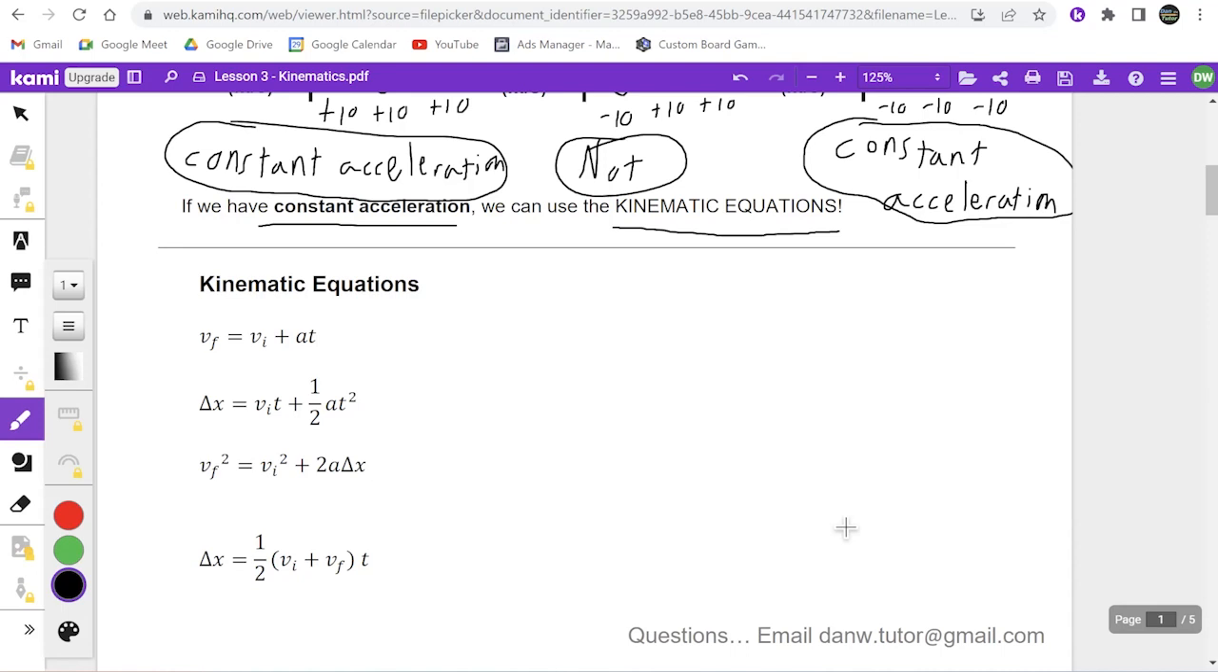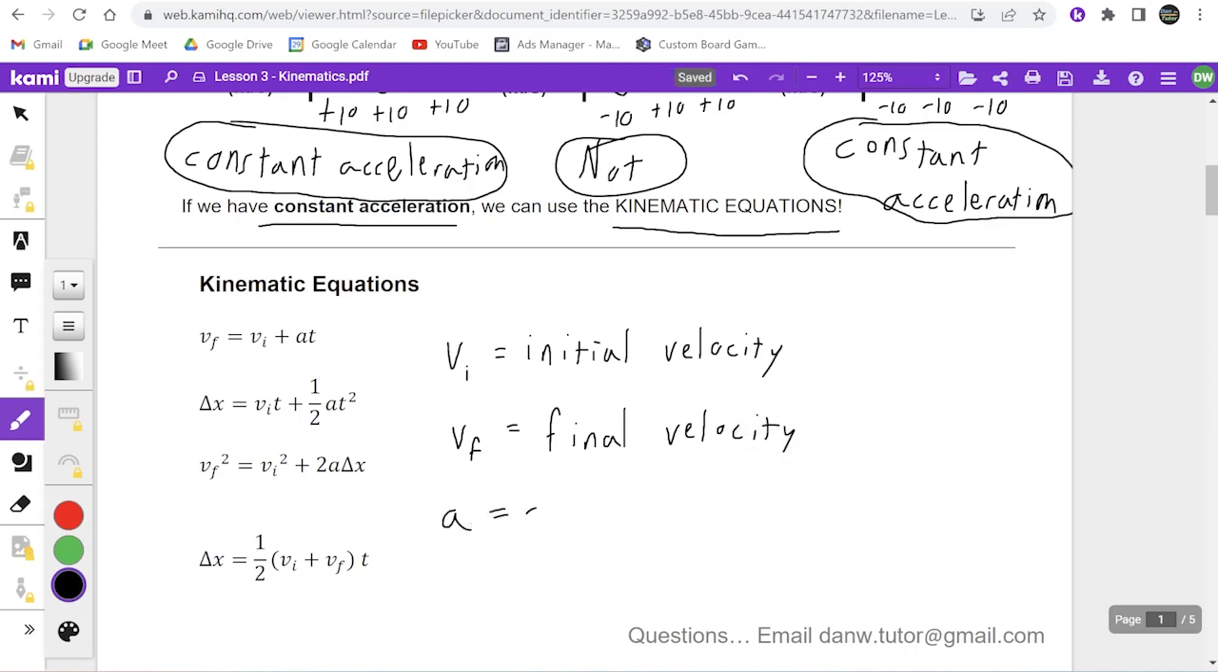But before we do any questions, I just want to break down each variable, because there's five kinematic variables out of these four equations. And let's write them down. The first one is VI. That's going to be initial velocity. The next one you see is VF. VF is simple, it's final velocity. After that, we have A, which is the acceleration.